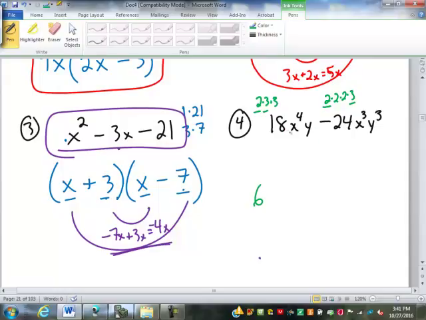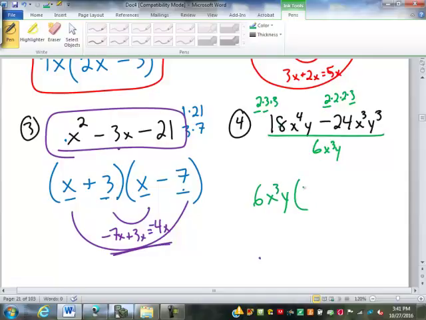How about for the variable? Does x appear in both digits? Yep. And its lowest power is 3. How about y? Yep, y is in both digits and its lowest power is just y. So now I have to divide by 6, x to the third y.